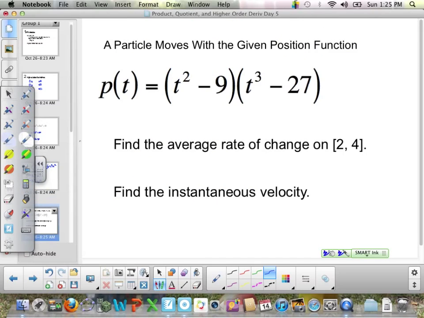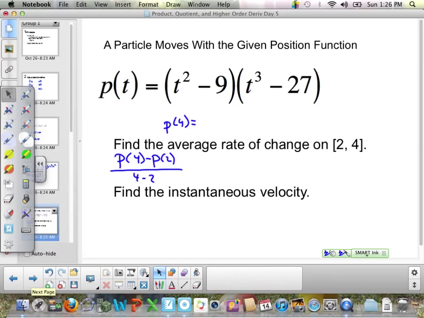Okay? A particle moves with the given position function. Find the average rate of change on 2, 4. So first, our average rate of change is the change in position, p of 4 minus p of 2, over the change in time, 4 minus 2. P of 4, we got 16 minus 9 is 7. Now let's just plug this into our calculator here.